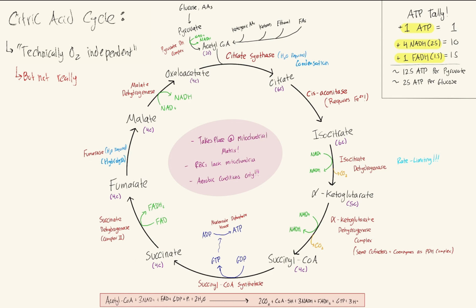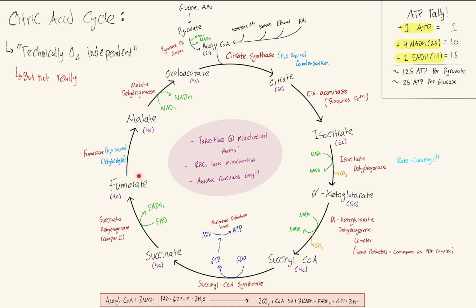Succinate will result in FAD being reduced into FADH2. And the reason we use FAD instead of NAD+ is because the reducing power of succinate dehydrogenase is not strong enough to reduce NAD+. So instead it uses FAD, which is a flavoprotein. FADH2 still gets the job done and it produces ATP, albeit less than NADH.